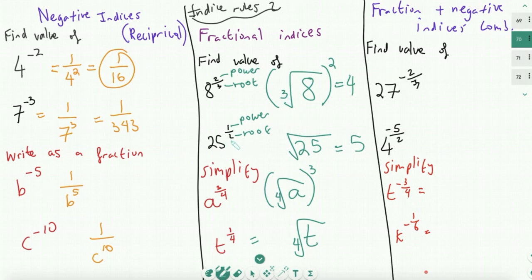Here, 25, we're going to root it by 2, which is just known as the square root. What two numbers make 25? Which is 5, and then 5 to the power of 1 is just 5. And then we can also combine negative and fraction indices.